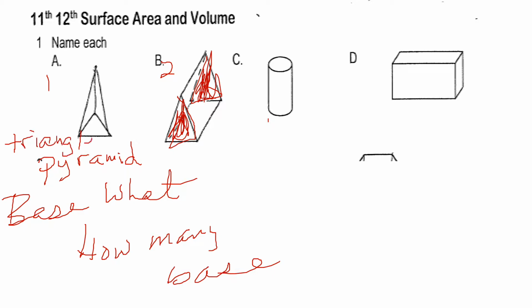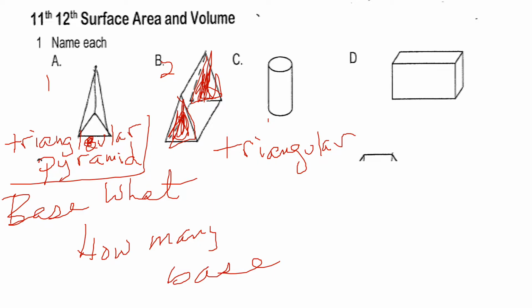Just spell triangle and then put U-L-A-R instead of the E right there. Triangular. All right, so this one has two bases. This was a triangular pyramid. This has two triangles, so it's going to be triangular again. But then it has two bases, so that makes it a prism. So triangular prism. On D, you can't see both bases, but you can imagine here's one end and here's the opposite end that matches it. So that's another prism because you've got the two matching bases.